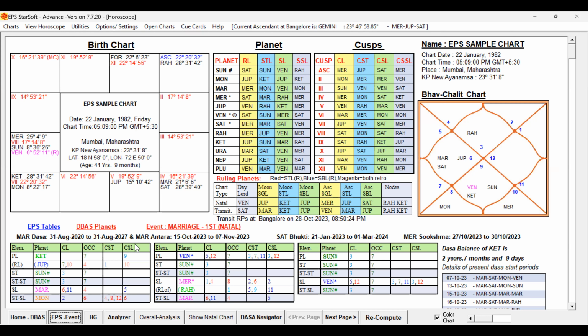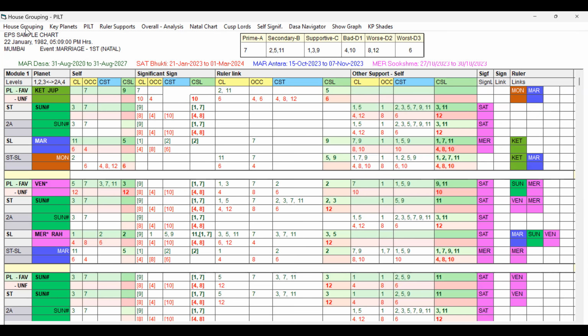In this EPS table software, you can see there is one menu called HG, that is house grouping. The PILT table is present in the house grouping only. If you click that one, it will take you to the house grouping page. There will be many tables. Out of them, one is called the PILT table. You can see house grouping tables which we already discussed, favorable and unfavorable separately. We already discussed. Then you can see one more table called PILT. This is what we are going to discuss.